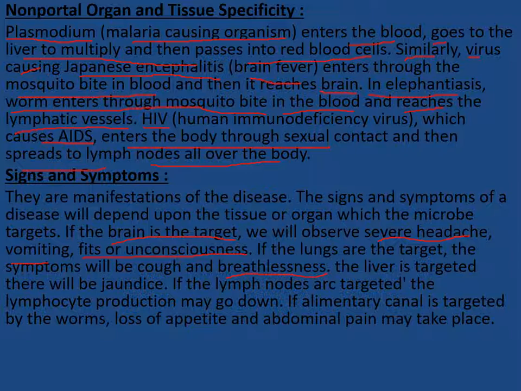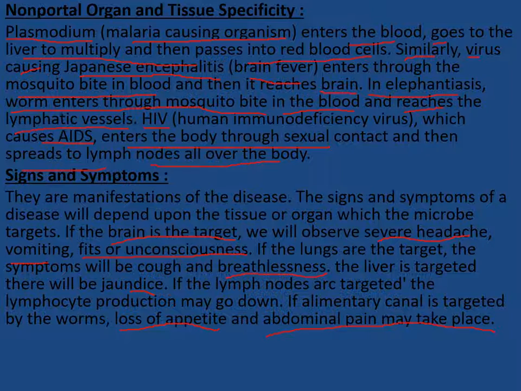If the liver is targeted, there will be jaundice. If the lymph nodes are targeted, then lymphocyte production may go down. That means our liquid portion, like our blood content, will go down. The amount of blood will be reduced. If the alimentary canal is targeted by worms, then loss of appetite and abdominal pain may take place. These are the symptoms and signs of diseases, right? Please copy this down also.